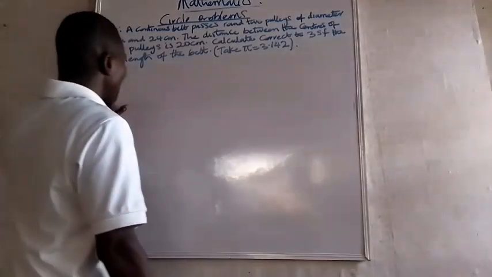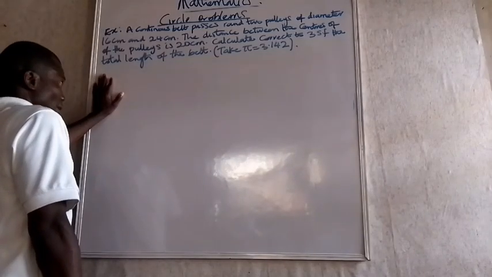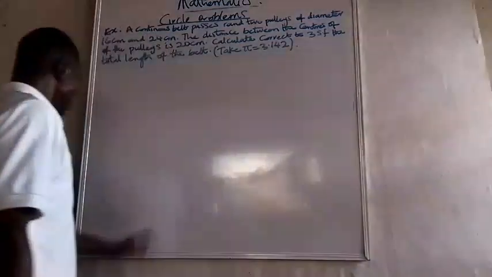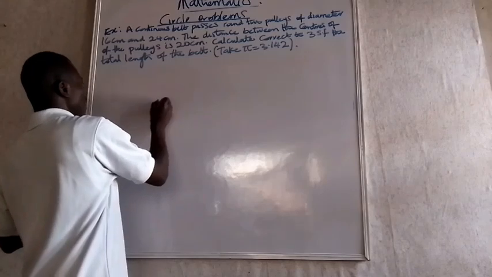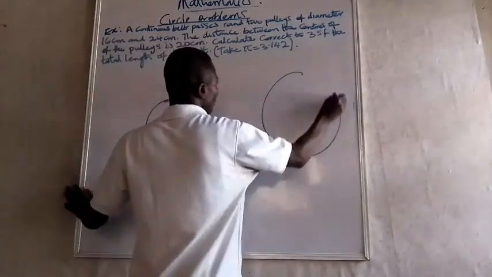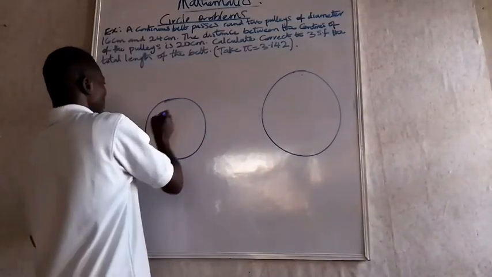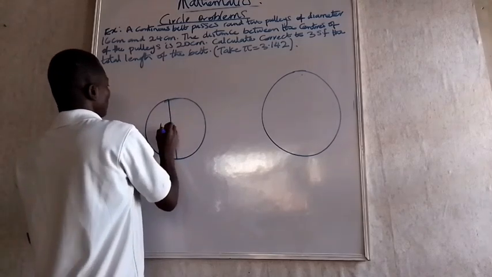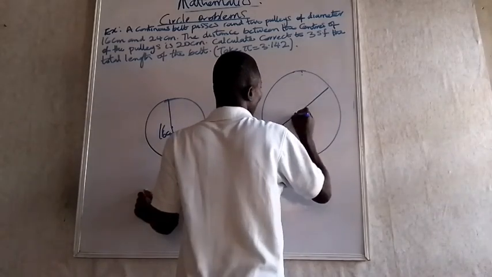A continuous belt passes round two pulleys of diameter 16 cm and 24 cm. The distance between the centers of the pulleys is 20 cm. Calculate, correct to three significant figures, the total length of the belt. We have two pulleys, 1 and 2, just like the expression we just finished now. And the diameters are 16 and 24 centimeters.